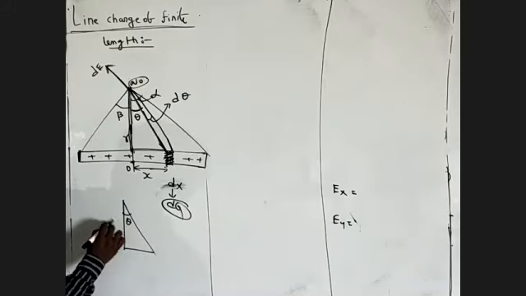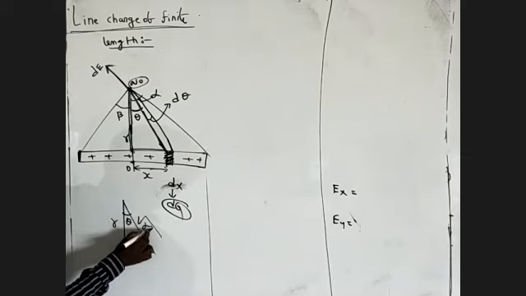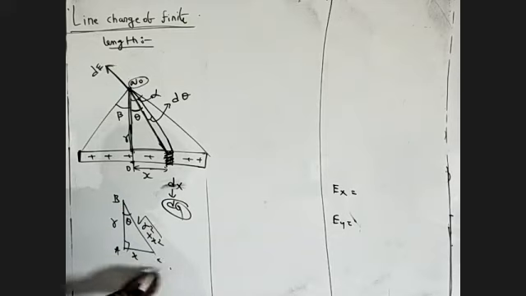This makes an angle theta. This is r, this is x, and this is the root of r square plus x square according to Pythagoras. Take points A, B, C. BC square is equal to AB square plus BC square. AB value is r square, BC value is x square, so the value is the root of r square plus x square.